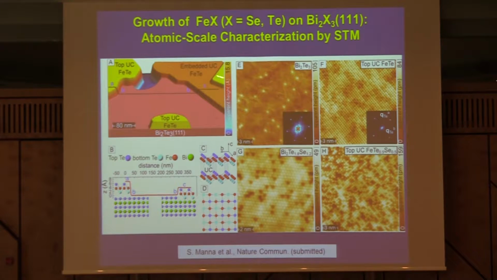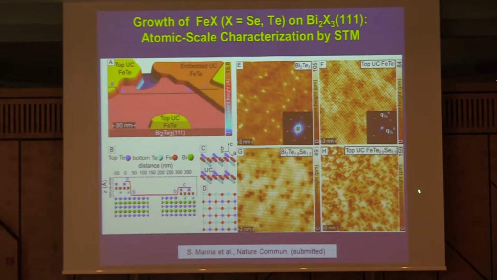Now, if we grow this iron tellurium on top and zoom onto these areas, then you see immediately the change in the symmetry of the lattice. Now we have a square lattice, as it should be for iron tellurium. You see beautifully the fourfold symmetric spots. And in addition, we also see some modulation of the density of states which result from interfacial doping via the substrate. So this is at the heart of what I would like to discuss later on, namely that we observe interfacial superconductivity, which has to do with this interfacial doping from the substrate.